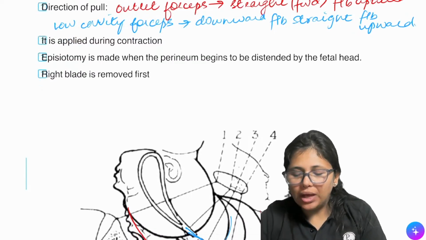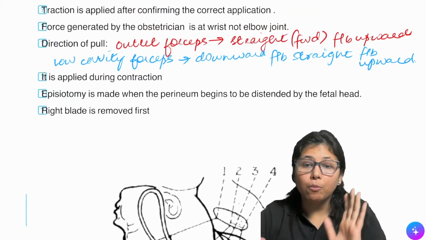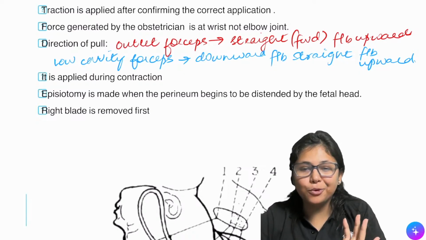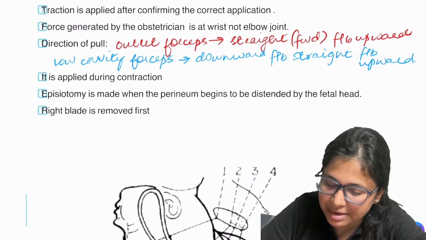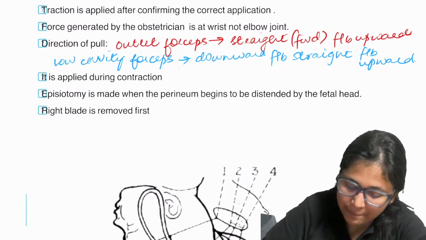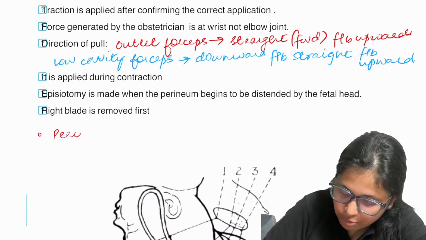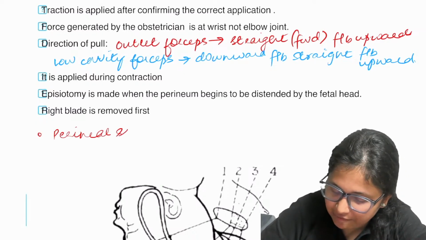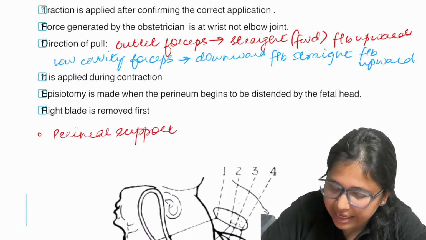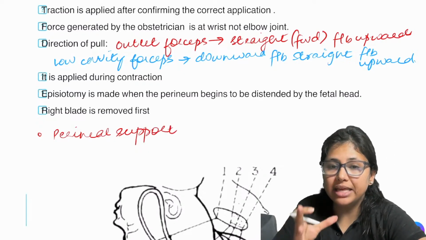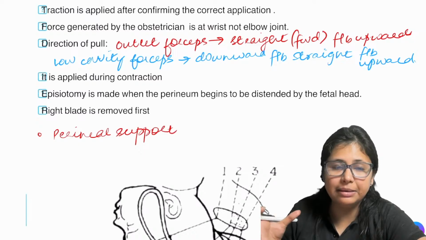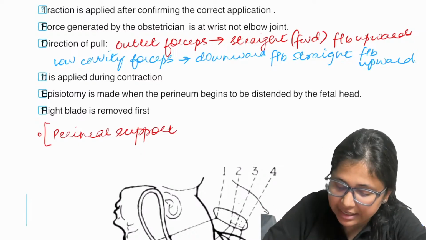Right. And now one thing that is very, very important, more important than the person who is applying the forceps, is the person who is giving perineal support. So perineal support is very important. Give a liberal episiotomy because there can be a lot of tearing in the perineum. So give a good perineal support.